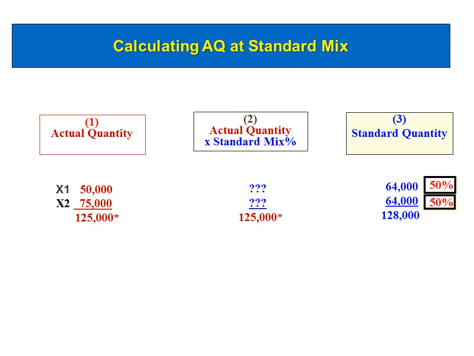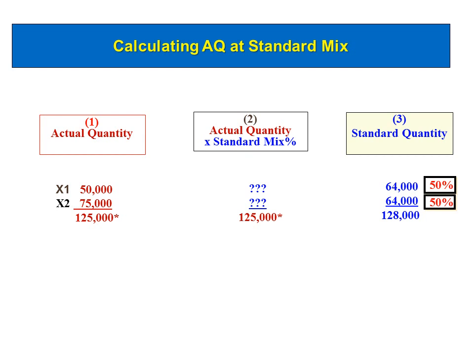Here I have actual quantity. The total of actual quantity is 125, and I have the standard mix percentage. So there is no problem. It's easy to allocate the total actual quantity, or distribute the total actual quantity, between x1 and x2. Again, how much is the actual quantity at standard mix for x1?